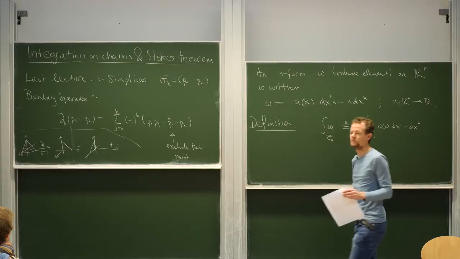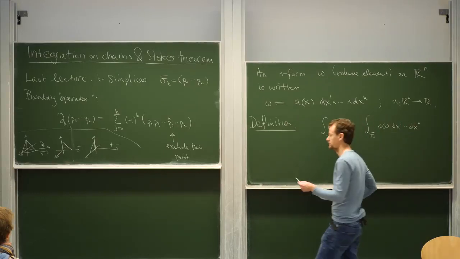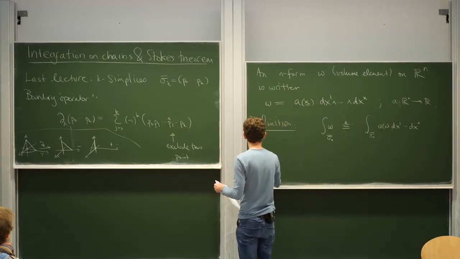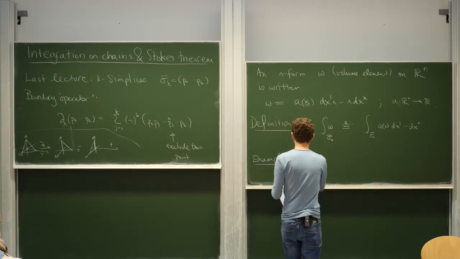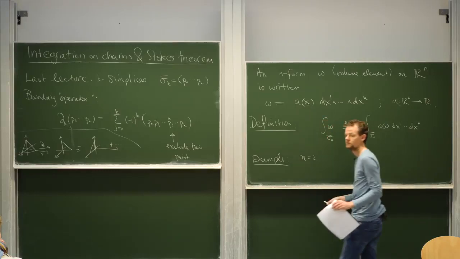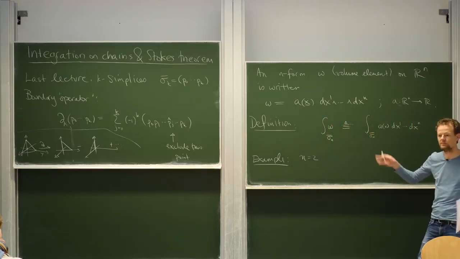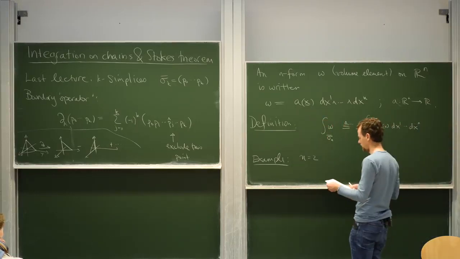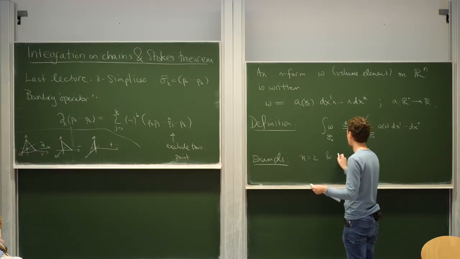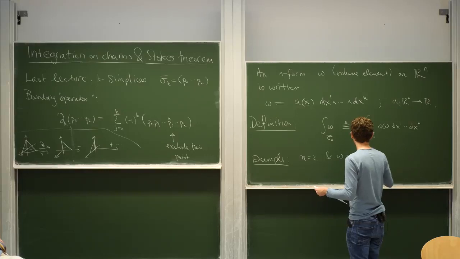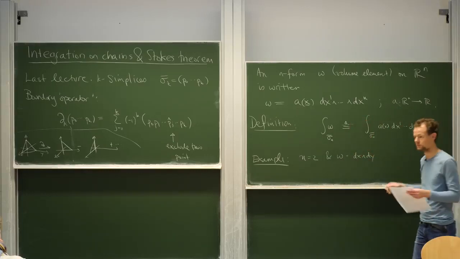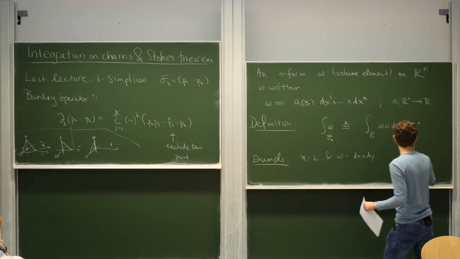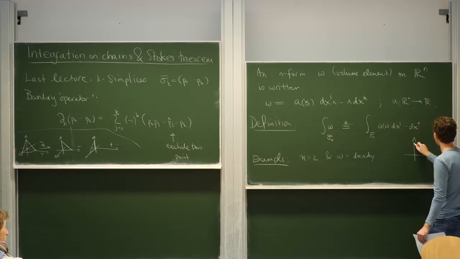So to get you in the spirit of things, let's do an example. Let's choose n is 2. So we've got a 2 simplex in R2. That means it's a triangle. We're going to integrate over a triangle. And let's choose our 2 form to be just dx wedge dy. So we're just integrating like the number 1 over a triangle. So I hope that's something that does not intimidate you.